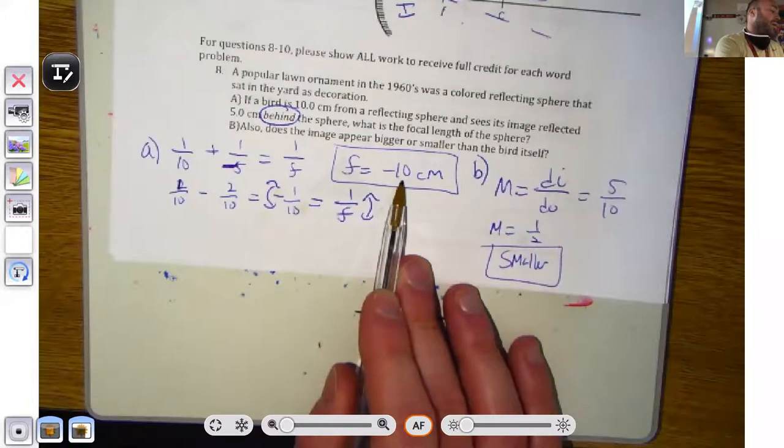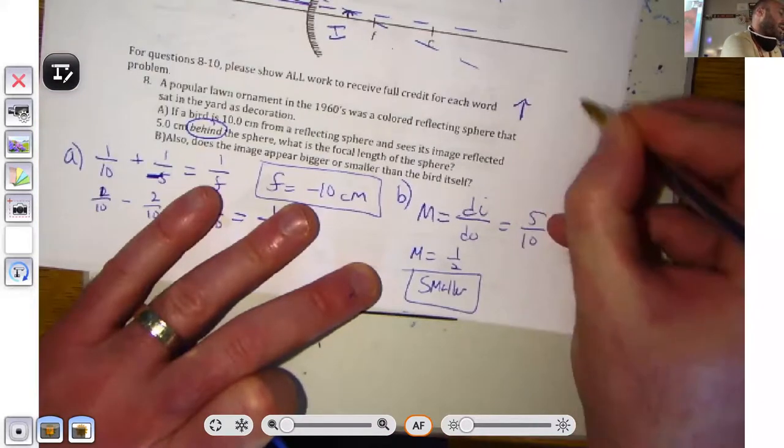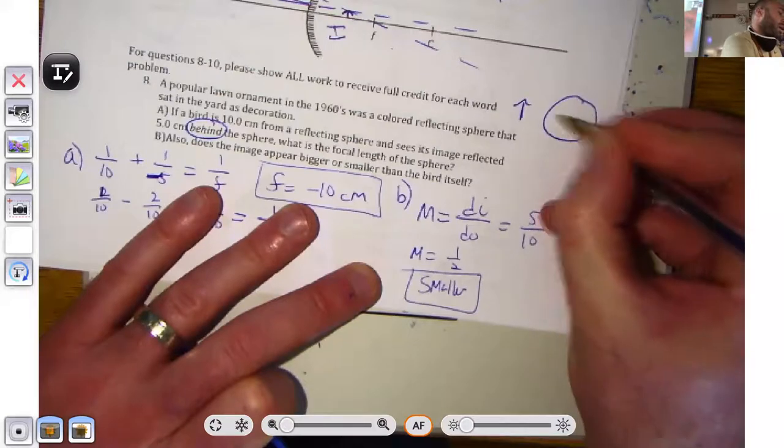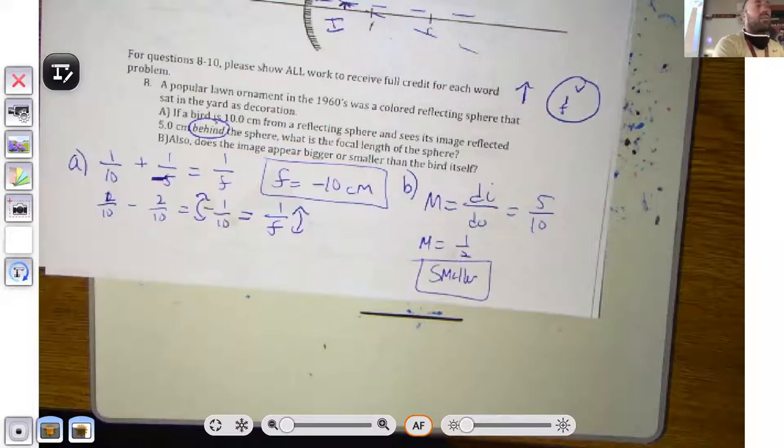It's negative 10 because this was a convex mirror, and the focal length, if we had our object, it said that it was spherical in nature and our focal length was inside of that spherical reflecting orb. And that means that it was a convex reflecting surface. So my focal length was in the virtual world.